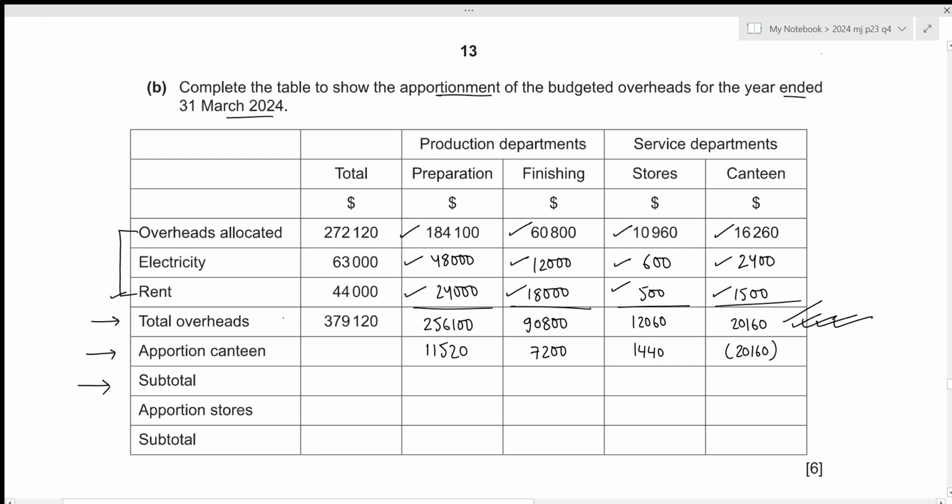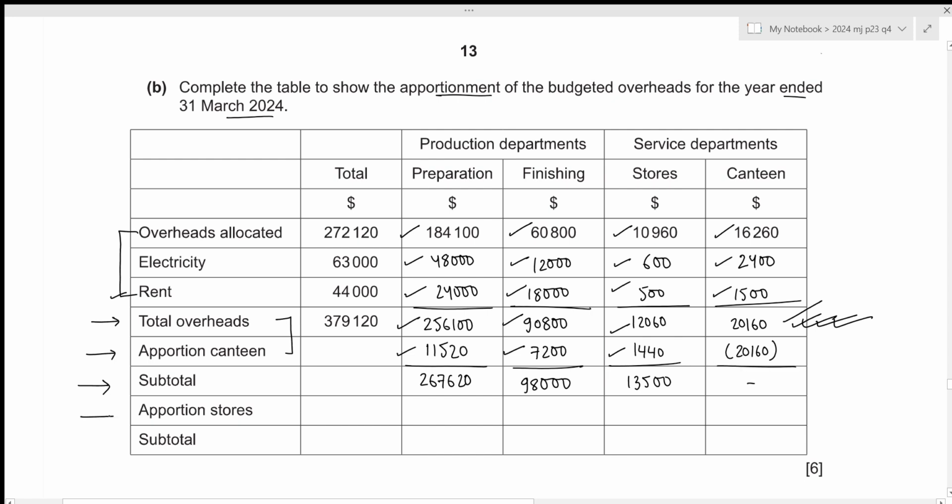It is just going to be the sum of total overheads and canteen apportionment. So for the preparation department, that will be 256,100 plus 11,520, which results in 267,620. For finishing department, that will be 90,800 plus 7,200, which results in 98,000. For stores, that will be 12,060 plus 1,440, which results in the value of 13,500. And for canteen, that will be 0.